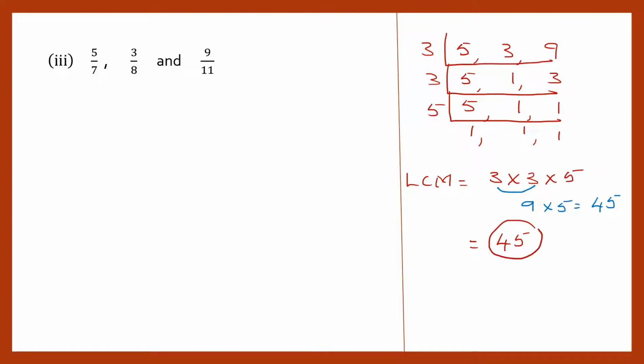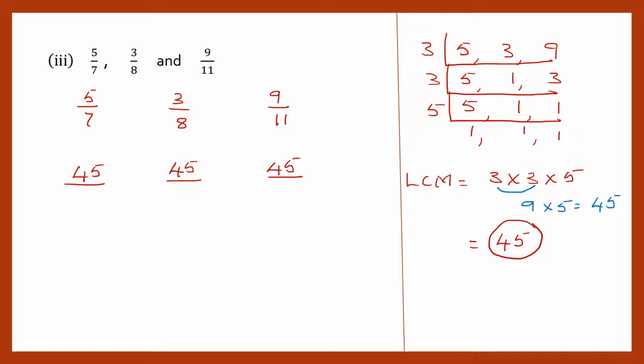So let's use this LCM and arrange our fractions in descending order. So this time you must remember 45 is your numerator. So let me write down the fractions first: 5 by 7, 3 by 8 and 9 by 11. So the numerators will all change to 45. They are all going to become like fractions because the numerators are the same.